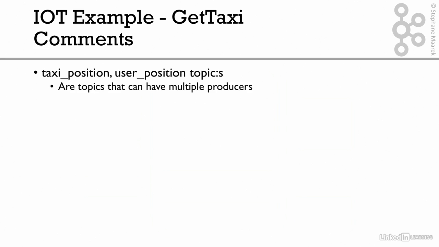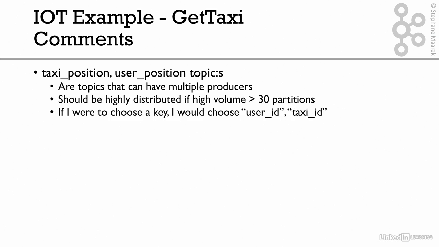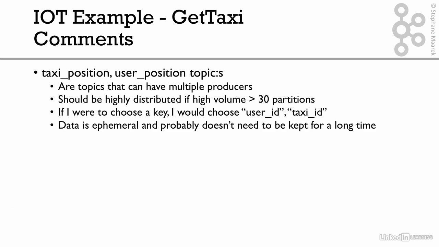Taxi position and user position topics can have multiple producers. To me, they should be highly distributed, especially at high volume. Imagine how much demand there must be for Christmas or New Year's Eve, that kind of stuff. If I were to choose a key for the user position, I would choose user ID. And for the taxi position, I would choose taxi ID, because I definitely want to get my data for my users and my taxis in order. And data is quite ephemeral and probably doesn't need to be kept for a long time in Kafka. So I don't need a really long retention period, okay? And that probably helps me because I don't need to store as much data in Kafka.